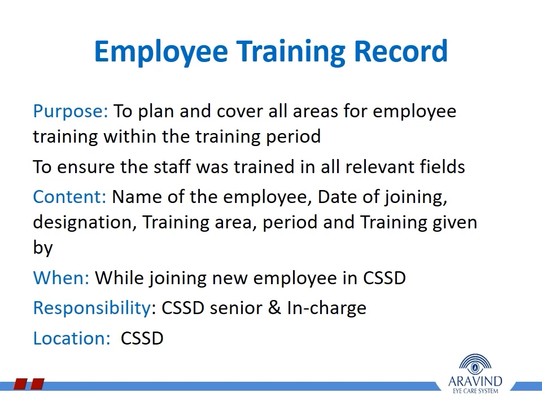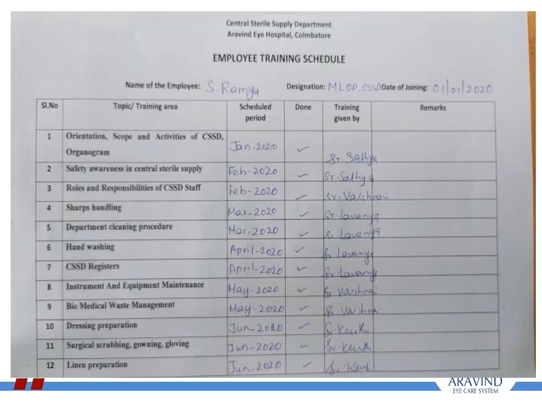Coming on to the training records, first is the employee training record. The purpose is to plan and cover all areas for employee training within the training period. This is to ensure that the staff were trained in all relevant fields. It contains name of the employee, date of joining, designation, training area, period and training given by the person. The entry has to be done whenever a new employee is joining into the CSSD department. An example of such entry is shown in this picture.